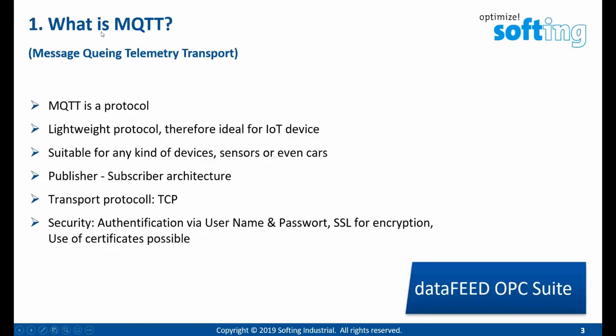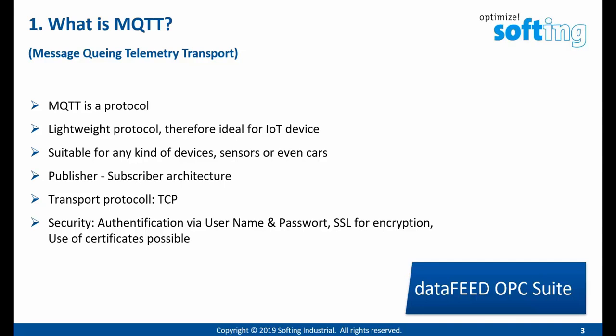So again, what is MQTT? MQTT is short for Message Queuing Telemetry Transport, and it is an application protocol. Maybe you've heard of OPC UA or HTTP. MQTT is simply another way of communication. And the advantage of MQTT is that it's a lightweight protocol. That means that your devices which have implemented MQTT do not need much computing power or resources, and therefore it's ideal for IoT devices like small sensors or even cars.